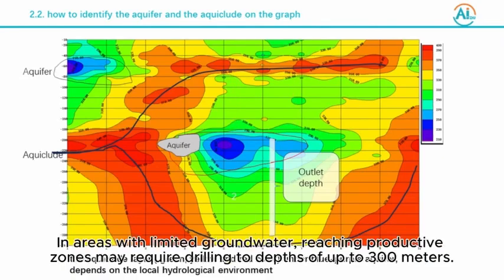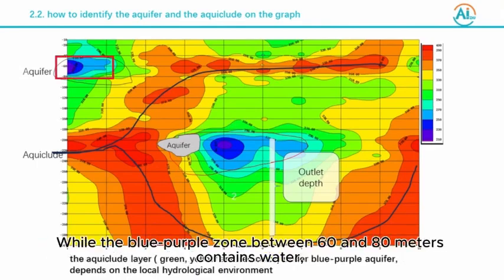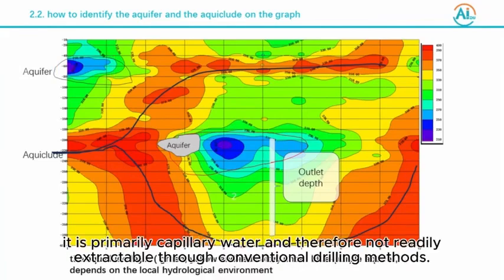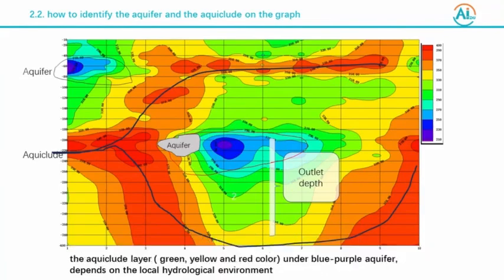In areas with limited groundwater, reaching productive zones may require drilling to depths of up to 300 meters, while the blue-purple zone between 60 and 80 meters contains water. It is primarily capillary water and therefore not readily extractable through conventional drilling methods.